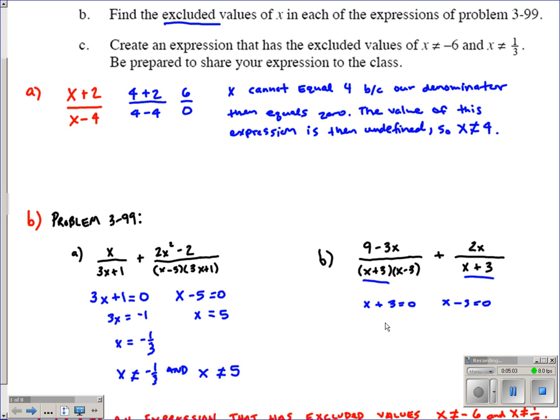Well, those ones are nice and easy. We should get x equals -3, and we get x equals +3, which means if that is what is going to make our denominator equal 0, we know that those are going to be our excluded values. So x cannot equal -3, and x cannot equal +3. And tell you what, the easier thing will be, let's just say x cannot equal positive or -3.